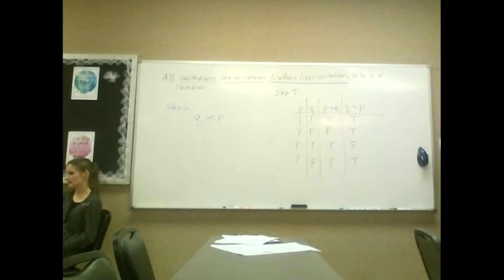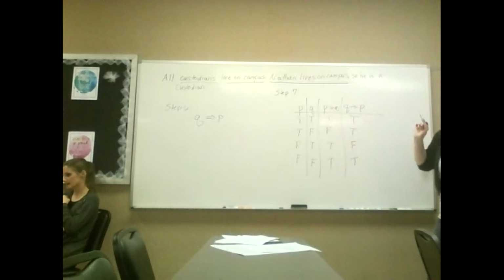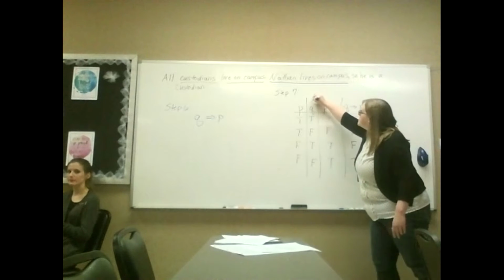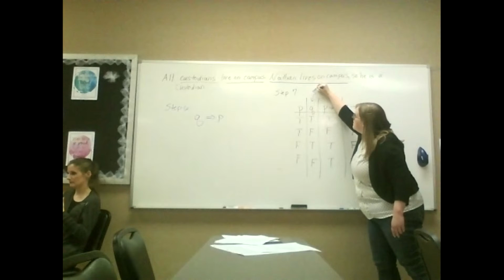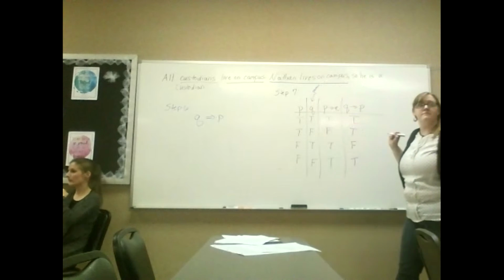The reason that's the premise is that in step 4 we rewrote our argument as if Nathan lives on campus, then he is a custodian. So the simple statement between if and then, Nathan lives on campus, is our premise. Which letter did we assign to that? Q. So column Q is our premise column.